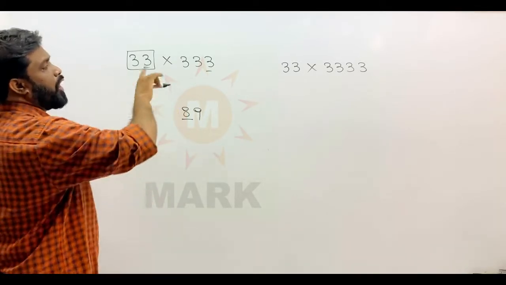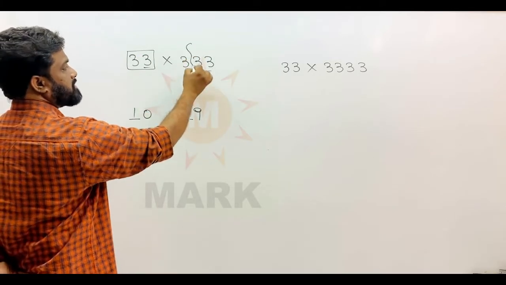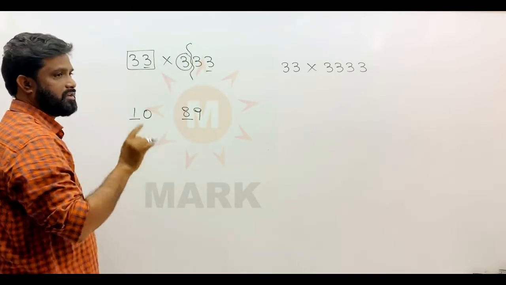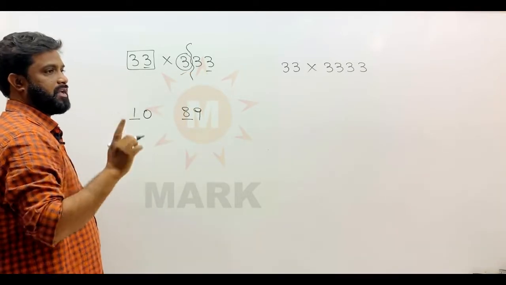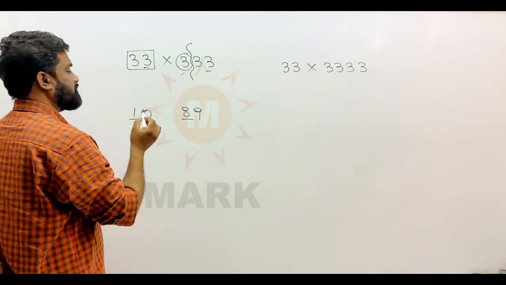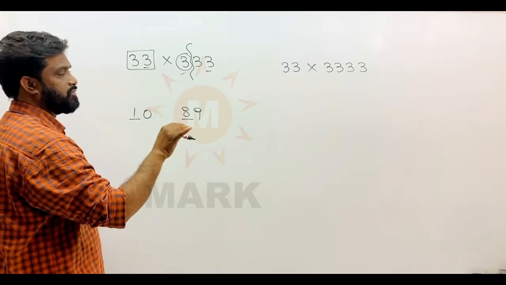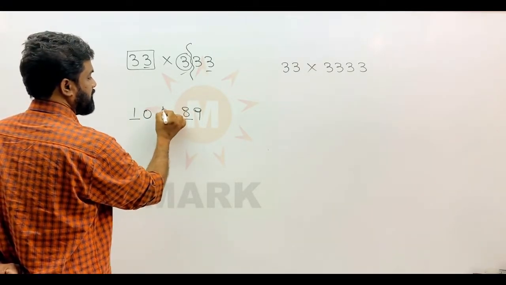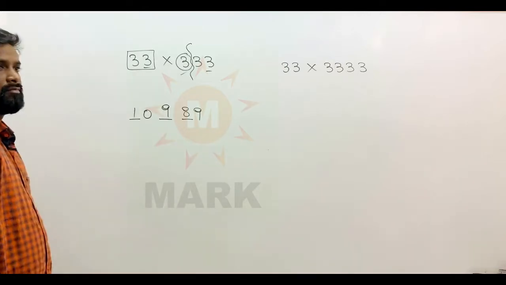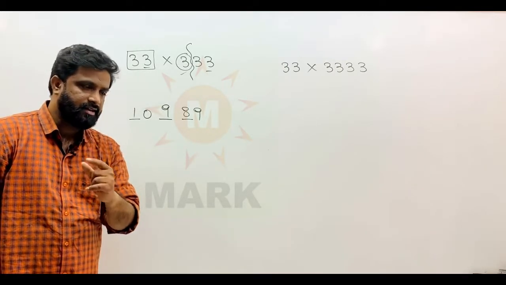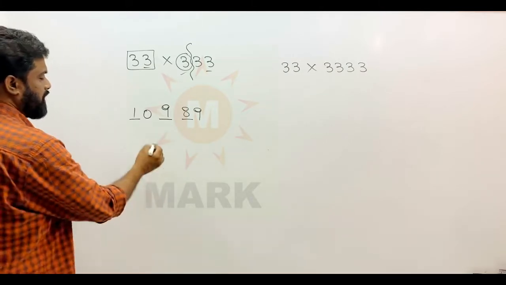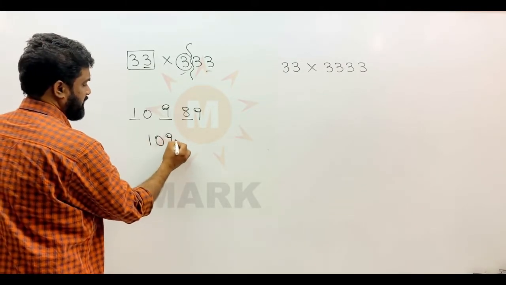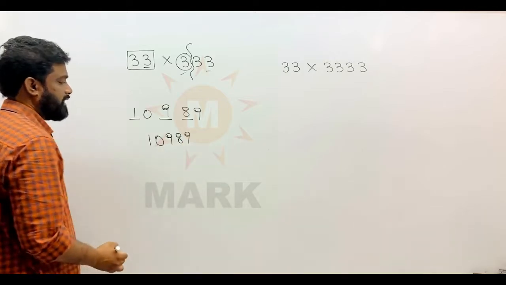Now you see how many extra 3s you got here. One extra 3. So whatever the number of extra digits you get, that many 9s you have to put in the middle. For every extra digit you find, you put that many 9s in the middle. So your answer will be 10989.